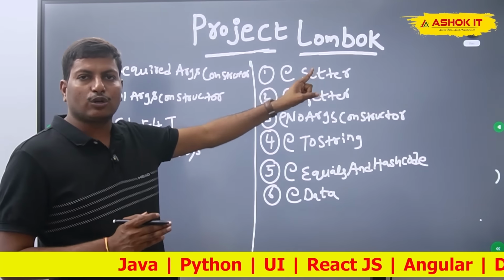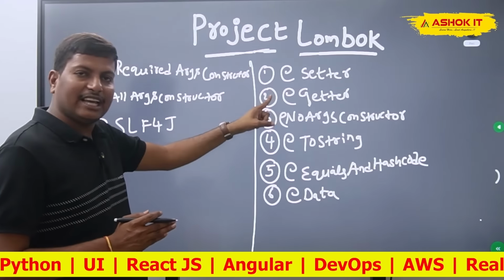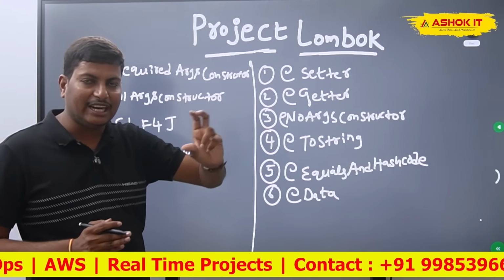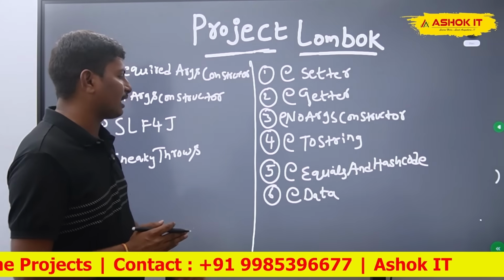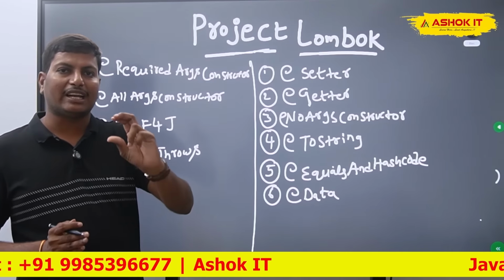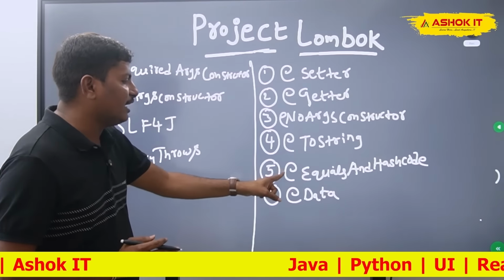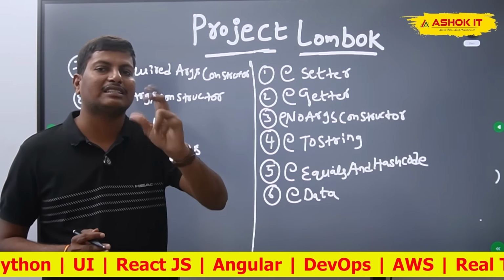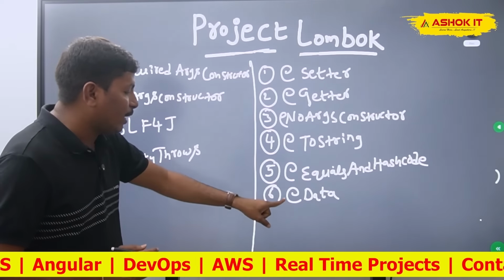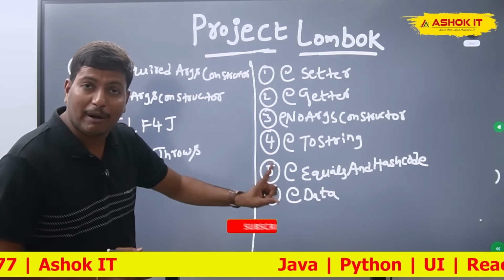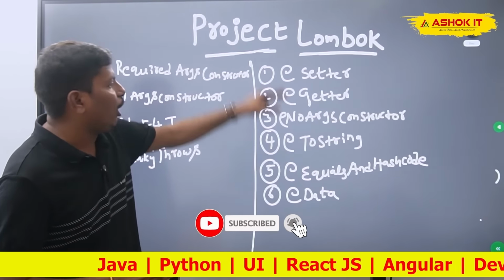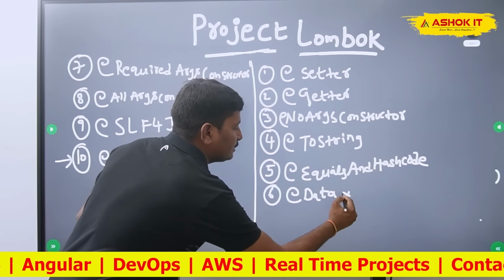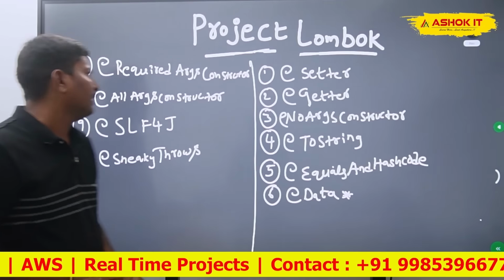Setter annotation to generate the setter methods. Getter annotation to generate the getter methods for the variables. No args constructor to generate default constructor for the Java class. toString to generate toString method for the class. Equals and hashCode to generate equals method and hashCode method for our Java class. Data, one annotation, very powerful annotation that is equal to all the above annotations. Instead of writing 5 annotations, you can write one simple annotation called @Data.